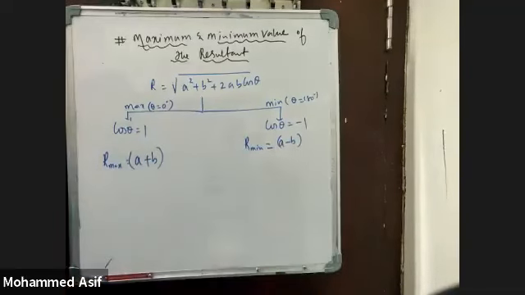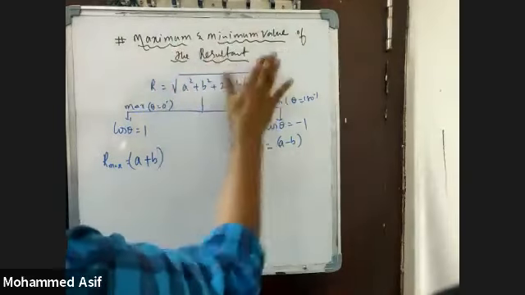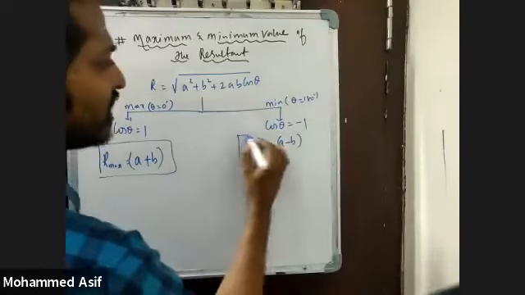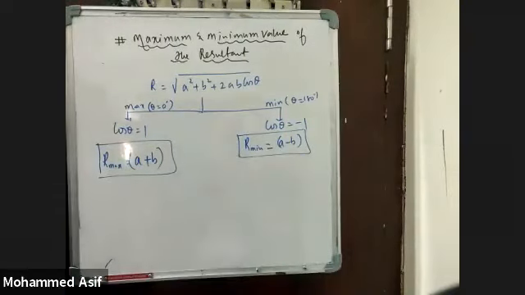So maximum and minimum values of the resultant are A plus B and A minus B. Very important one. Maximum and minimum values of the resultant: maximum value is nothing but A plus B and minimum value is nothing but A minus B.